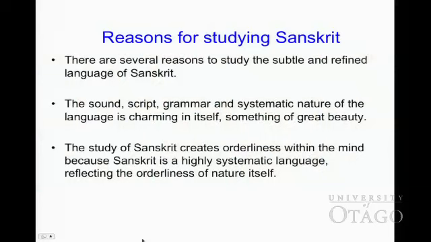The reason for studying Sanskrit. There are several reasons to study the subtle and refined language of Sanskrit, because the sound, script, grammar, and systematic nature of the language is charming in itself, something of great beauty. The study of Sanskrit creates orderliness within the mind, because Sanskrit is a highly systematic language, reflecting the orderliness of nature itself.